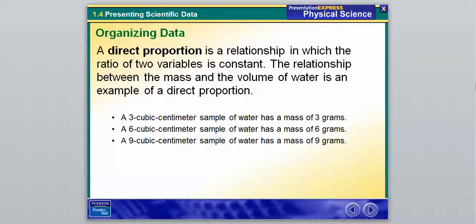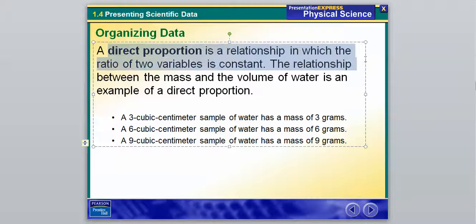And also when we look at different charts, we have something that's called a direct proportion. So I'd make sure I write this down. A direct proportion is a relationship in which the ratio of the two variables is constant. The relationship in our example here between the mass and the volume of water is an example of direct proportion. Direct means they are constant. They're directly in line with one another.